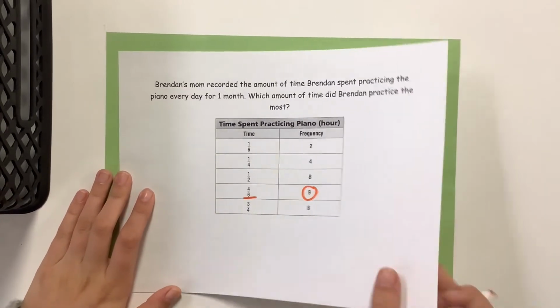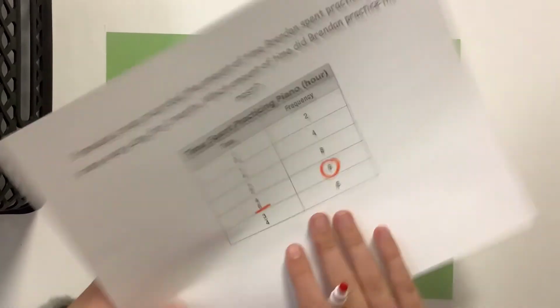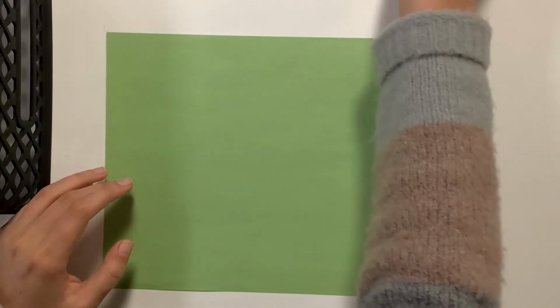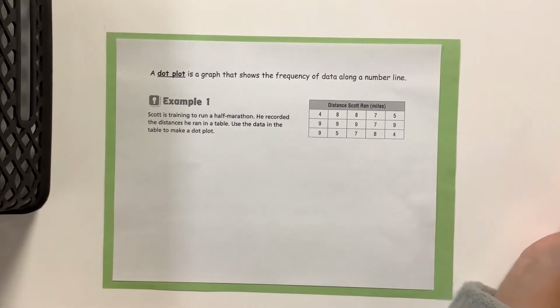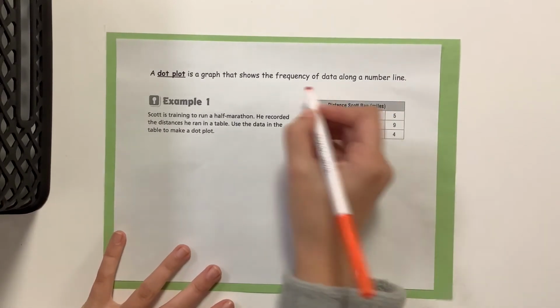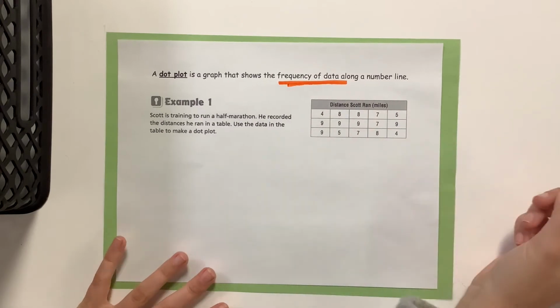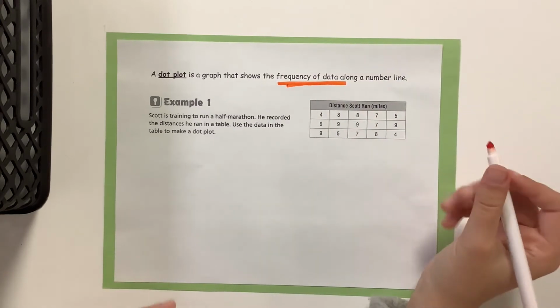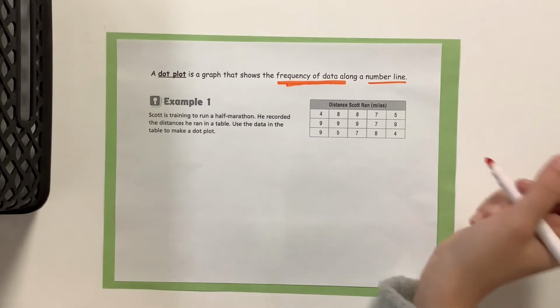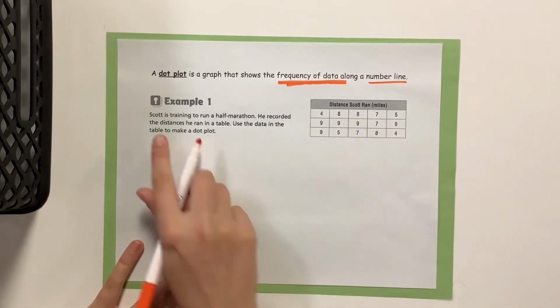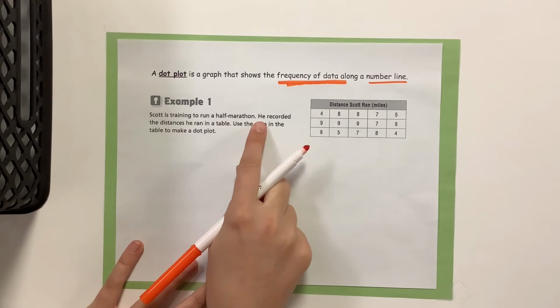Now, there's another type of data called a dot plot, which is really similar to a frequency table. It also shows the frequency of data, but instead of in a table, it shows it on a number line. So here's another data set. It says Scott is training to run a half marathon.